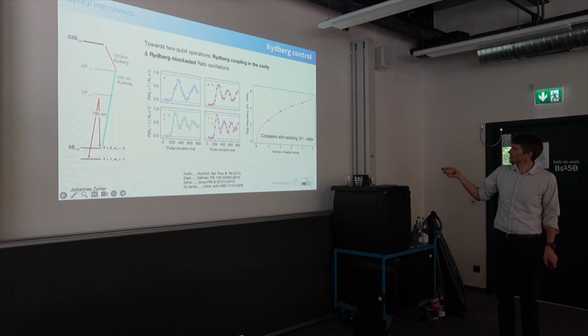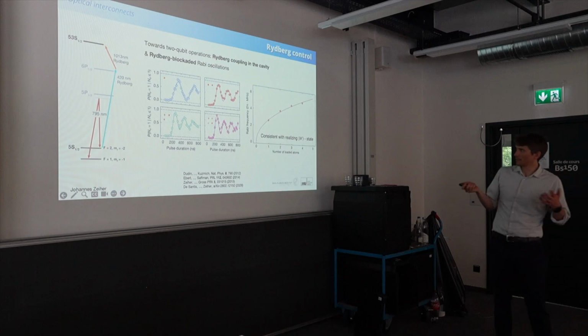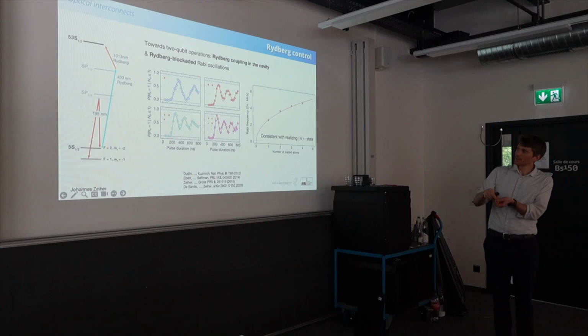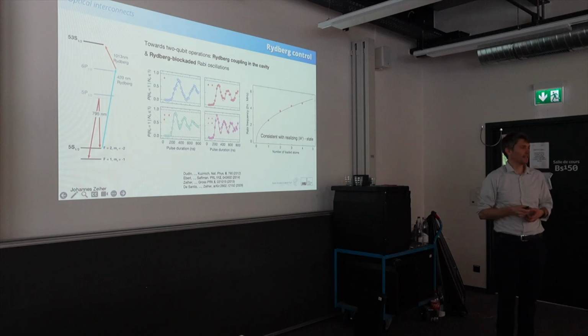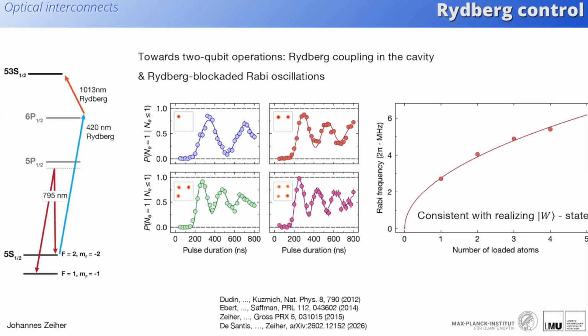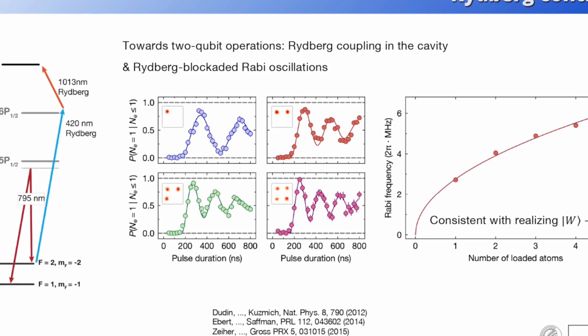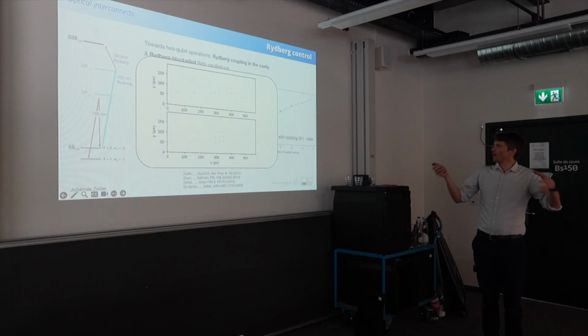And this is actually exactly consistent with realizing this W state that I described, which means we can realize this entangled W state, where the entanglement in this case still lives between the ground and the Rydberg state inside our cavity, despite the presence of the cavity. So this is the essential step to now make gates in this system, and that's something that we're working on. What we're also working on is putting all the tools together.